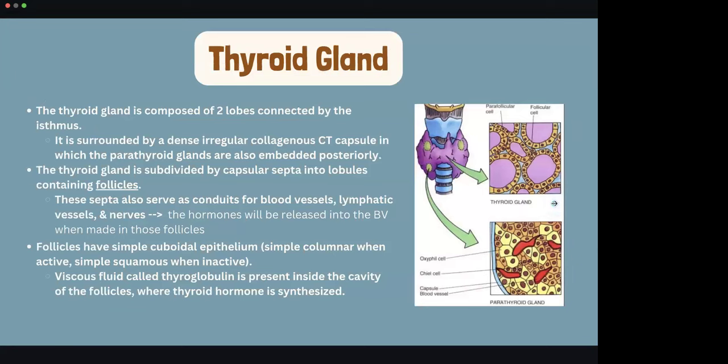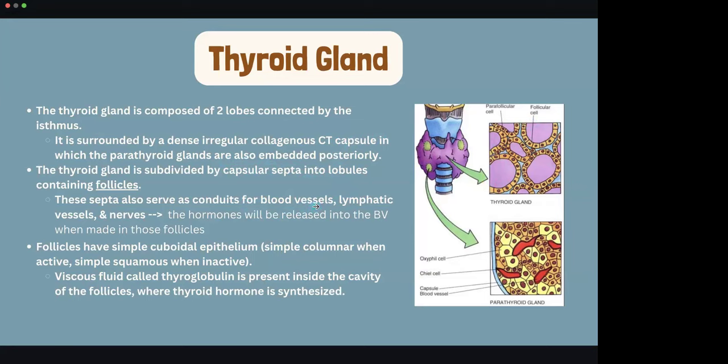So now moving on to the thyroid gland. Again, a little anatomy recap. The thyroid is composed of two lobes connected together by the isthmus, and it's surrounded by this irregular collagenous connective tissue capsule, which divides the thyroid gland into lobes, and these lobules each have follicles. You can see here, these are the follicles, and they are present in each lobule. The lobules are separated by the capsular septa.